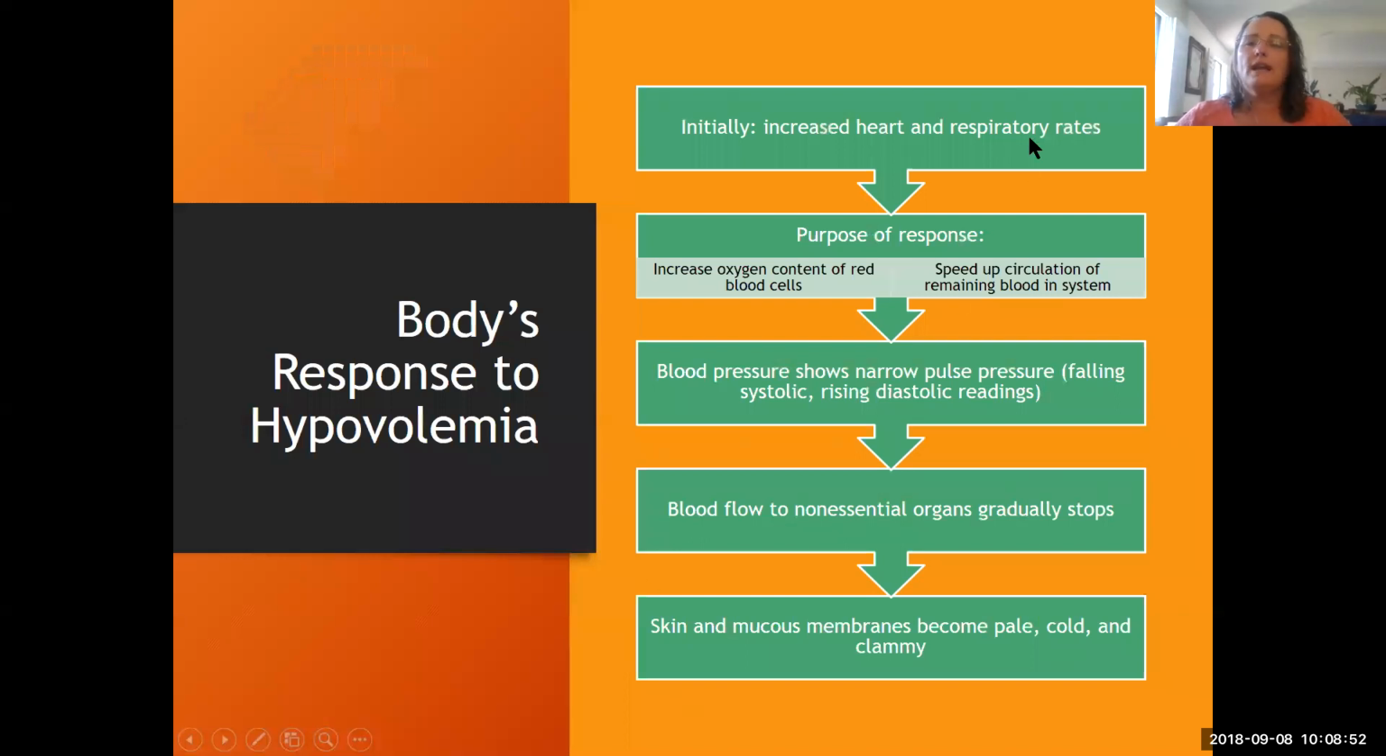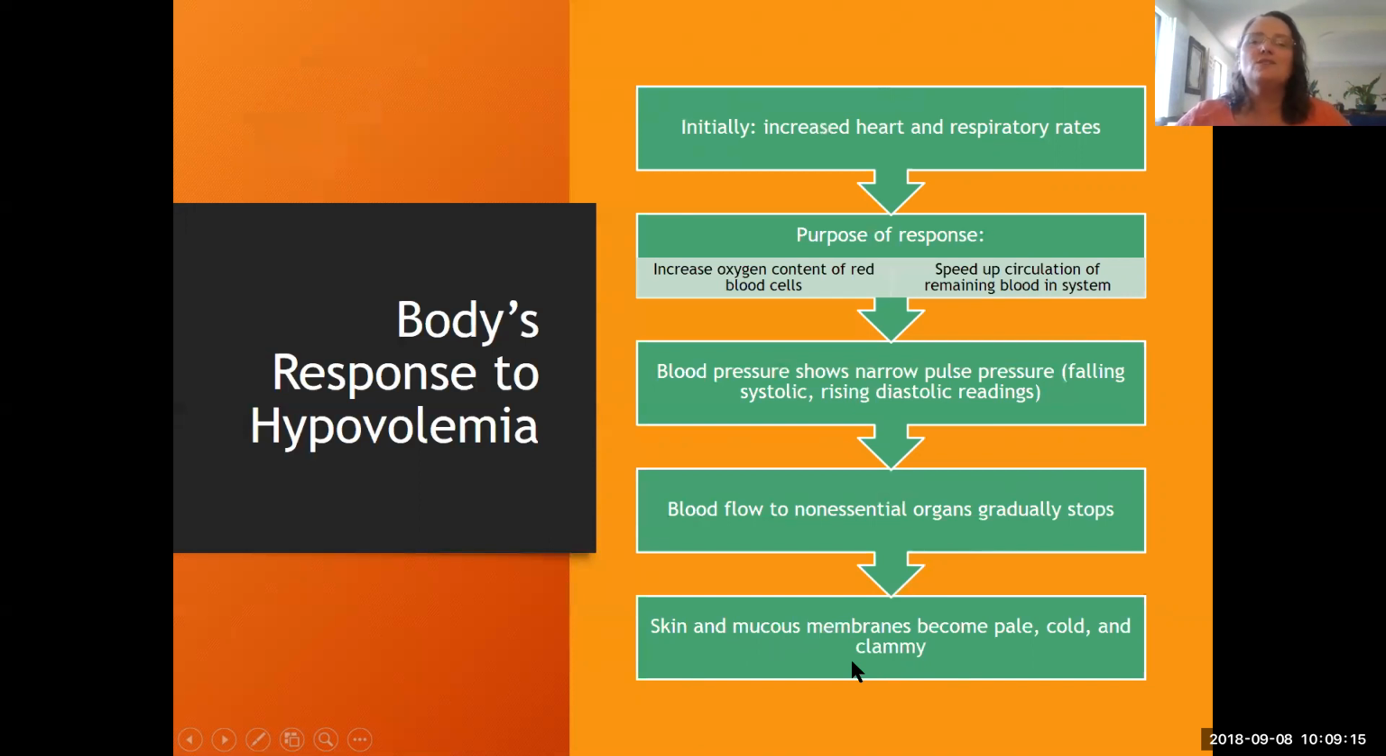So initially, like I said, you're going to see increased heart rate, and along with that comes increased respiratory rate. Our blood pressure, again, is going to fall. That's a late sign. And we're going to see that pale, cold, clammy skin. You just kind of feel like you can see the blood drain out of their faces when they're hemorrhaging. Of course, you're busy doing other things. You're not sitting there watching that.